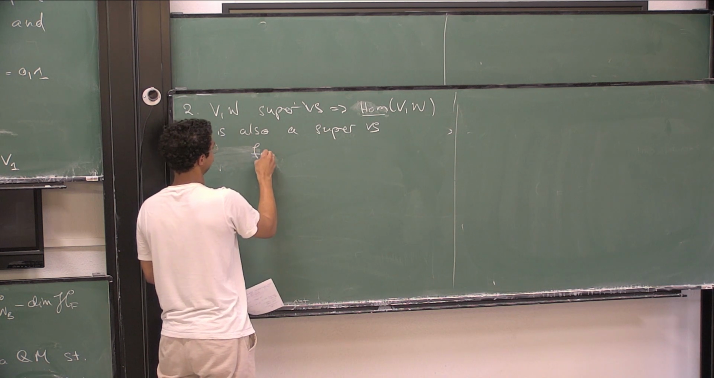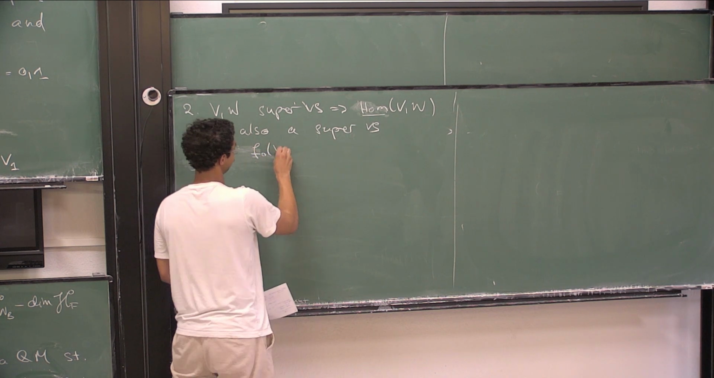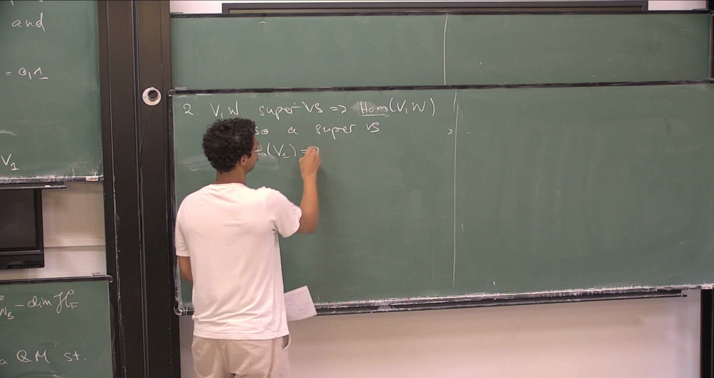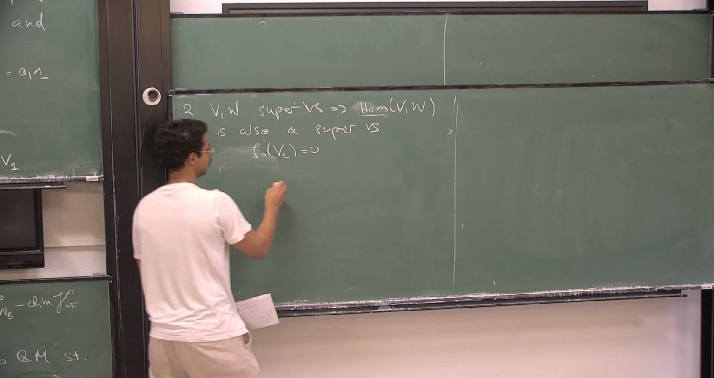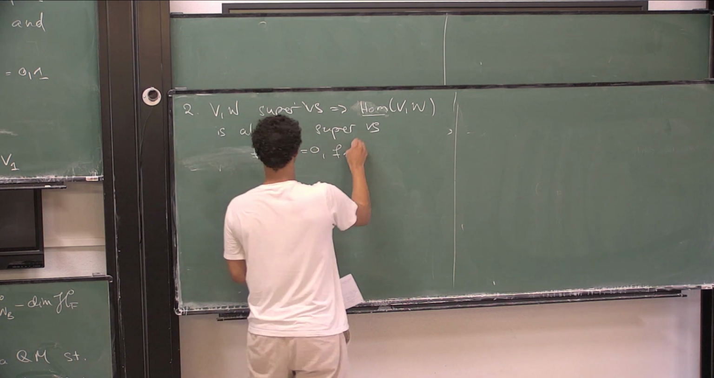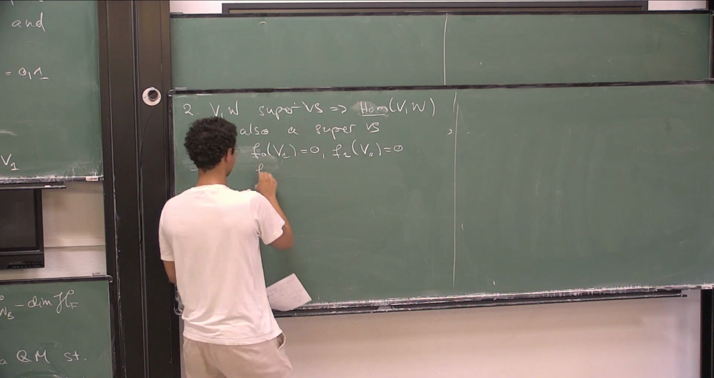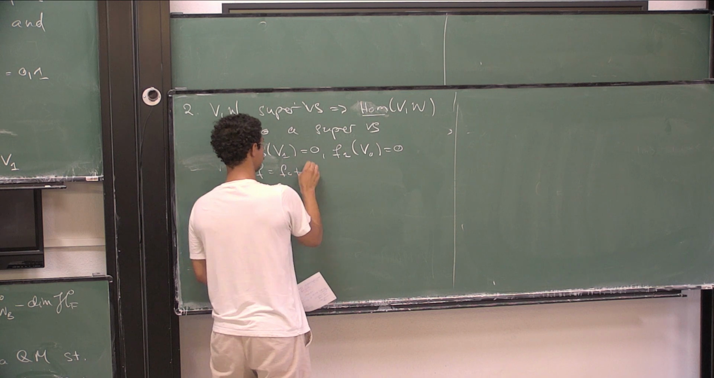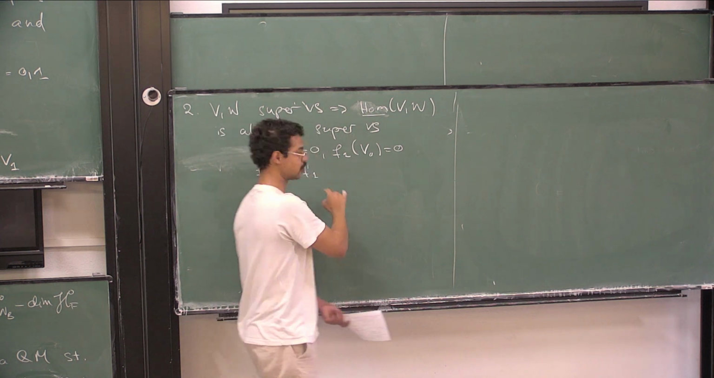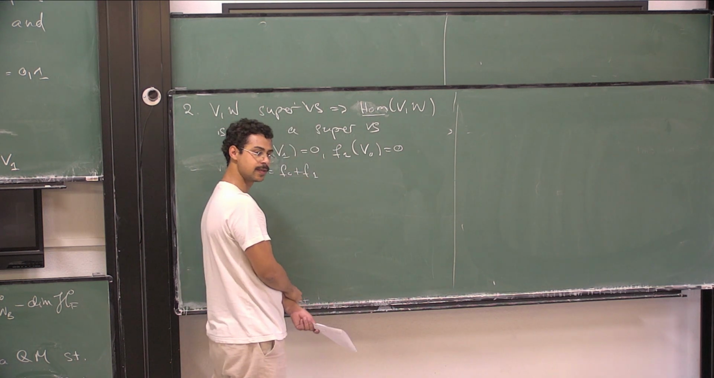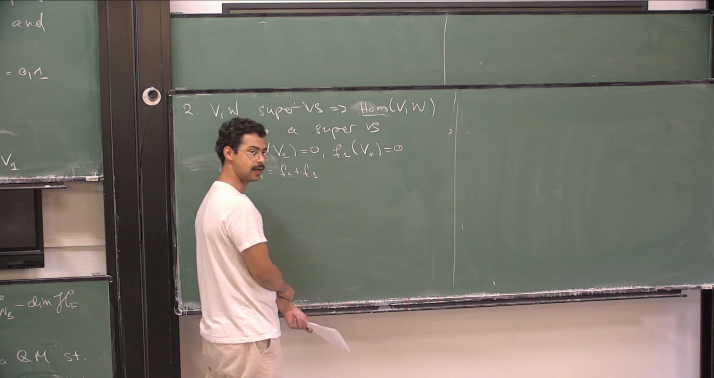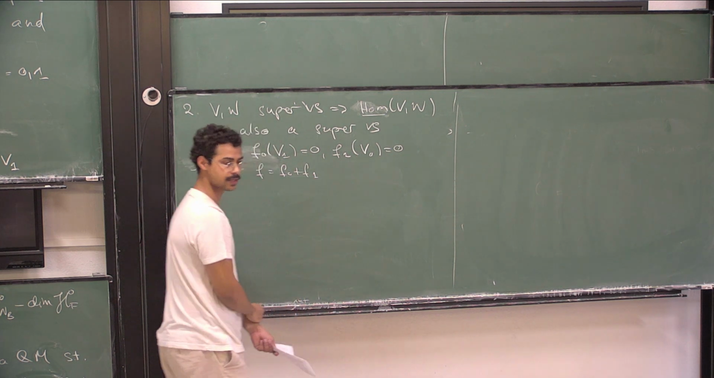consider maps F0 such that, for example, F1 is 0, and maps F1 for which F0 is 0, and then you can put them together into a map F0 plus F1, so you get a decomposition, and then you can go on and kind of show.